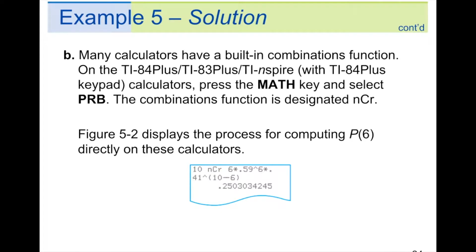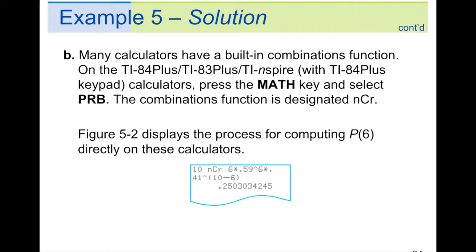On the calculators, press the math key and select PRB. I believe that's the fourth section to the right, or you just press the left button if I'm correct, after you get to the math key. The combinations function is designated nCr. N choose R is what it stands for. This display here shows how to compute it. You do n, or 10 in this case, which is whatever n is. You go to the math button, you find nCr, you put that in, then you press 6. So it's 10 choose 6.